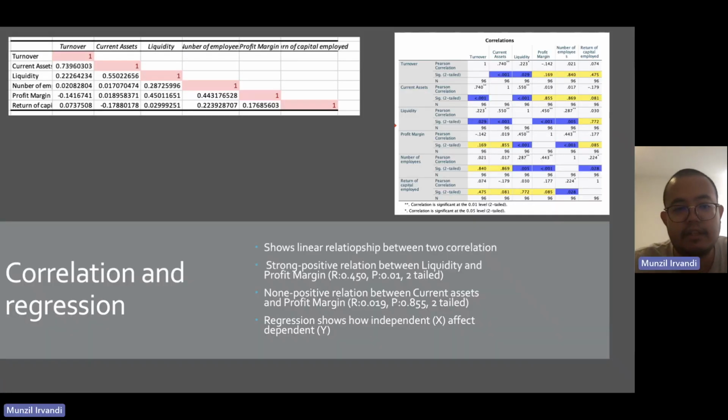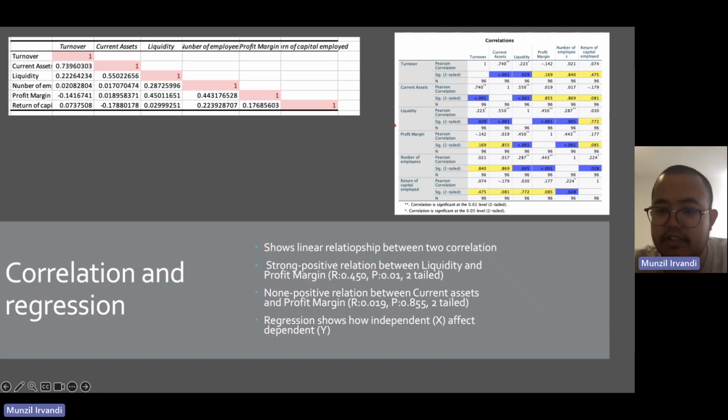After explaining the skill analytic, I'm going to explain correlation and regression. Correlation shows the linear relationship between two variables, which you can see in the table on the right. There is a blue and yellow meaning. Blue means the sig is below 0.05, which means they have a strong relation, while yellow means it is above 0.05, which means no relation.